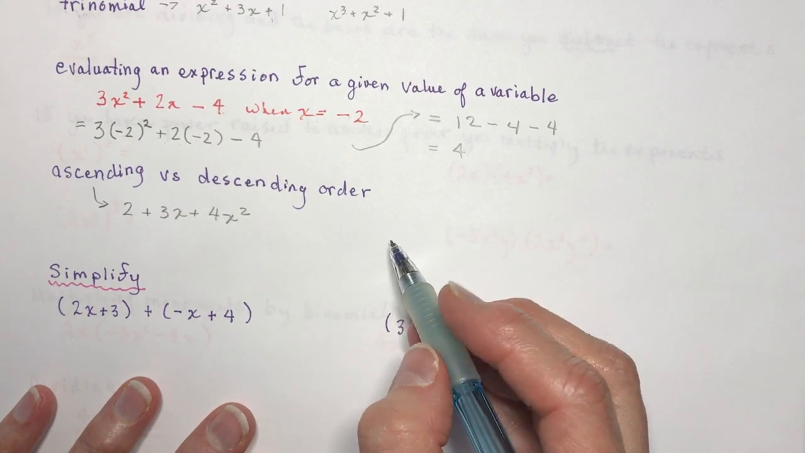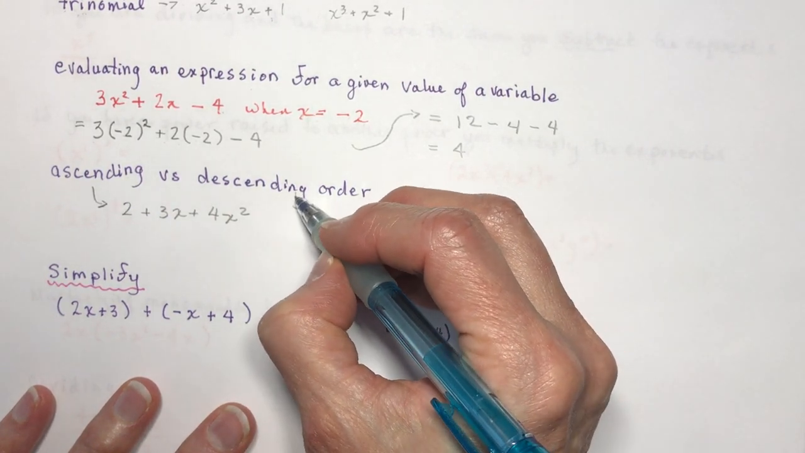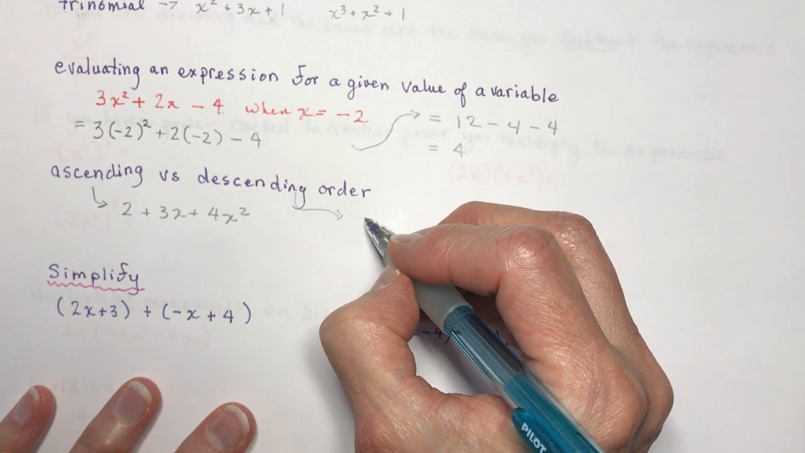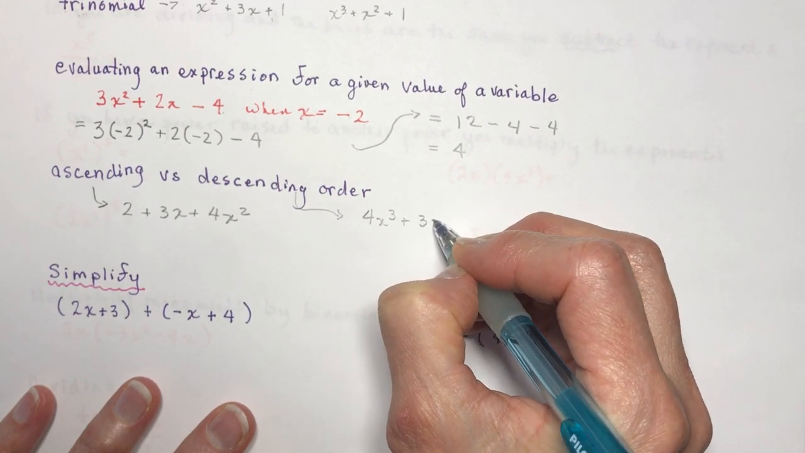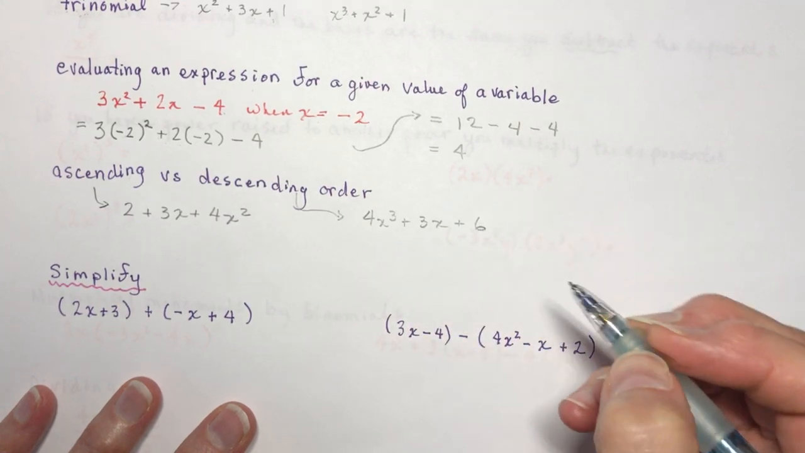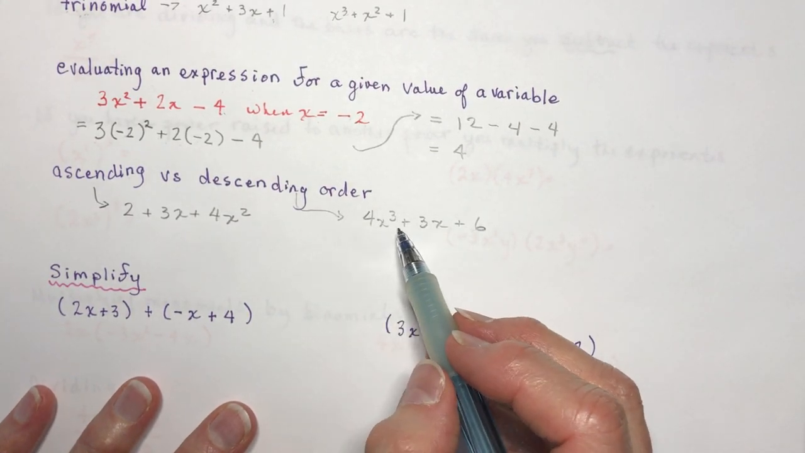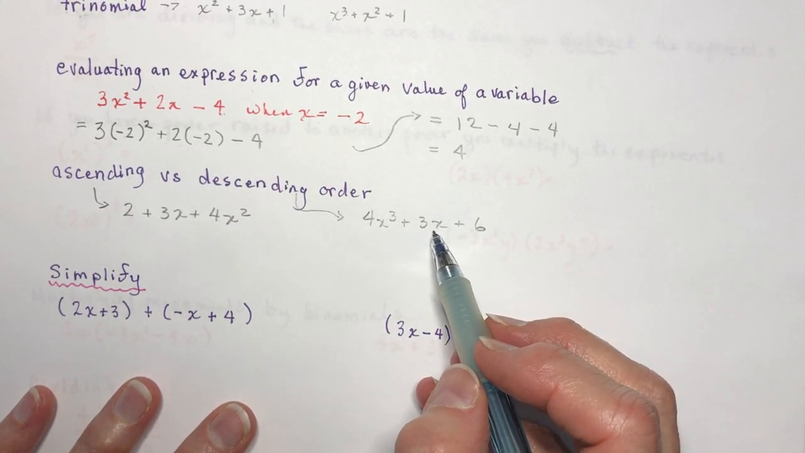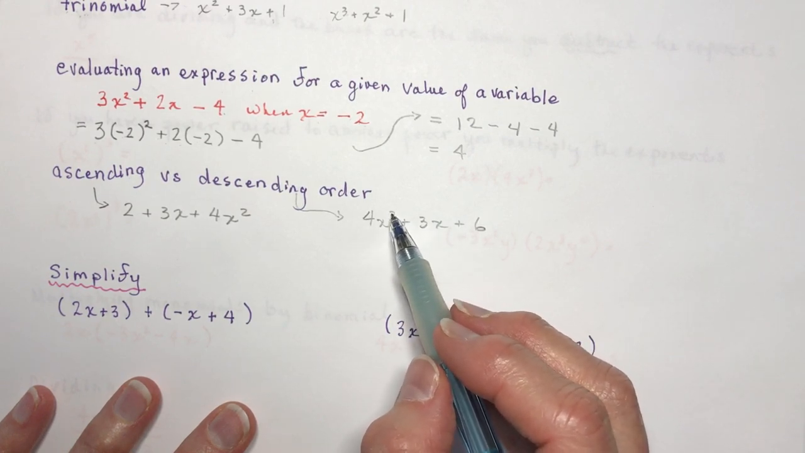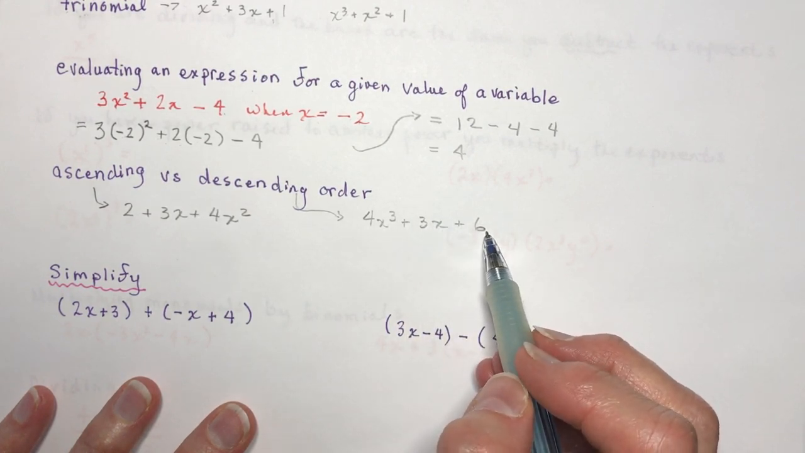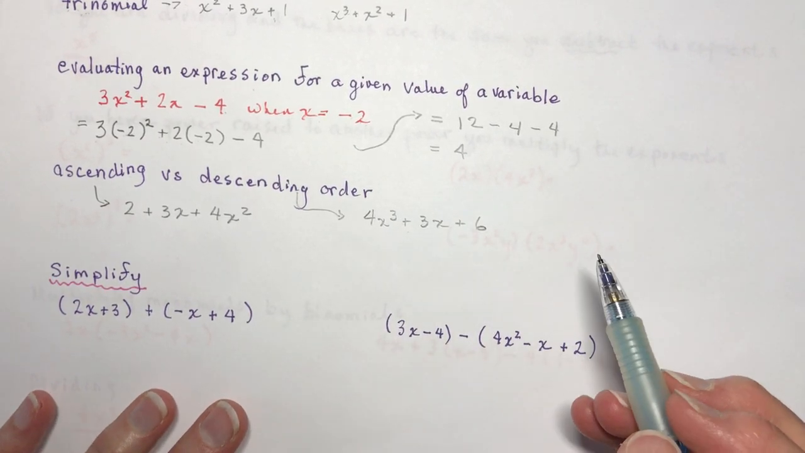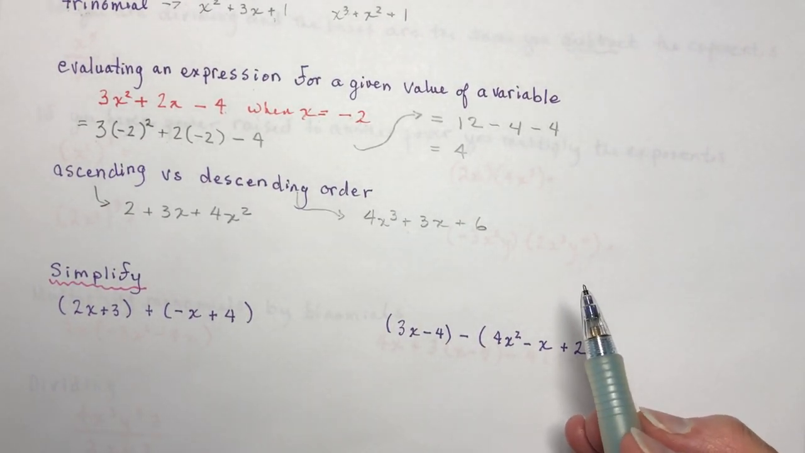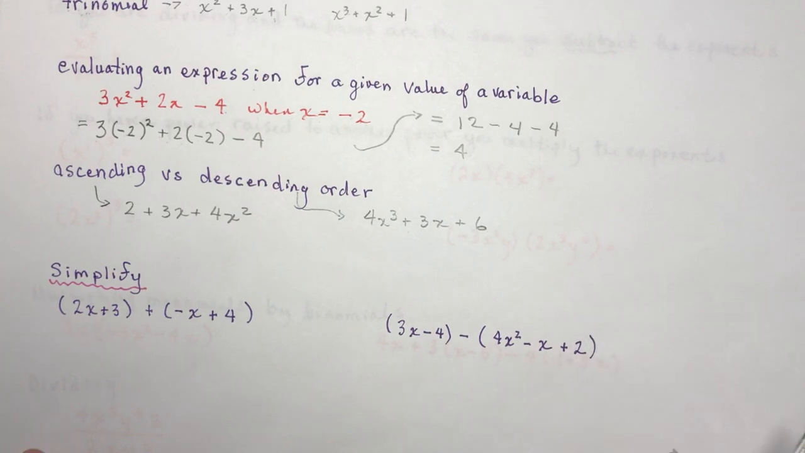Descending means coming down. So descending order, that would be something like me writing 4x squared plus 3x plus 6. Normally things are written in descending order. Okay, so you have power of 2, power of 1, power of 0. So normally things are written in descending order. It's just more of the way things are done in math.